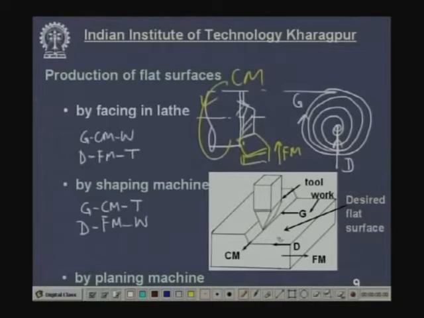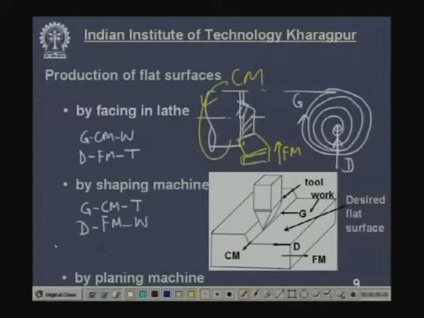In a shaping machine, the tool reciprocates and produces the cutting motion, but in a planing machine the tool remains almost fixed, and the job reciprocates, and that gives the cutting motion. So, the cutting motion is obtained by the travelling of the workpiece, and that produces the generatrix. And for the directrix, the cutting tool travels slowly instead of the job.